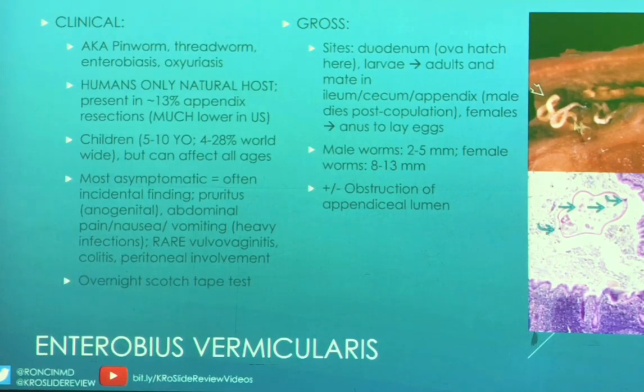So here grossly, these worms are inside the appendiceal lumen, and here we have a cross-section of one of those worms. So here they have ova inside the female, and you can see the lateral ala, which we will get into, and this is within the lumen of the appendix.